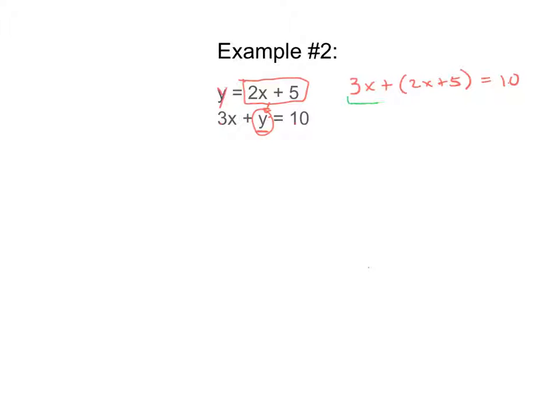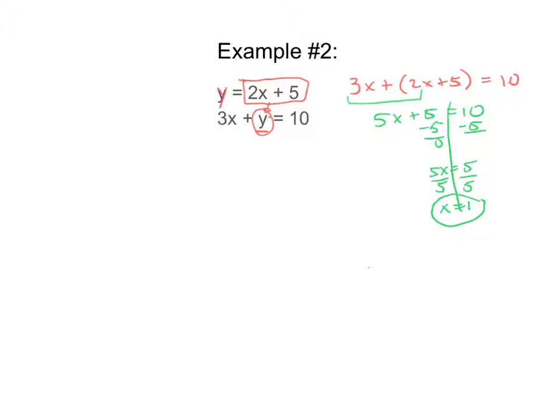All right, now I'm going to put together my like terms so I can solve. I don't have to distribute because there's nothing actually outside of the parentheses, so I'm just going to put together these two like terms. It's going to give me 5x plus 5 equals 10, and now I'm able to solve this. I would subtract 5 on each side to give me 5x is equal to 5, divide each side by 5, so x is 1.